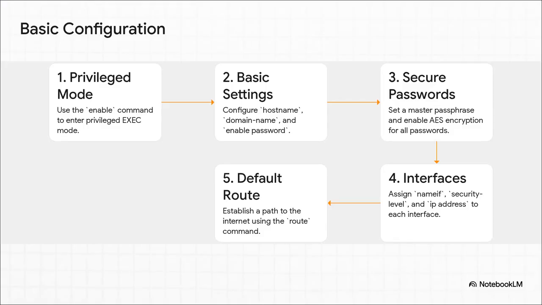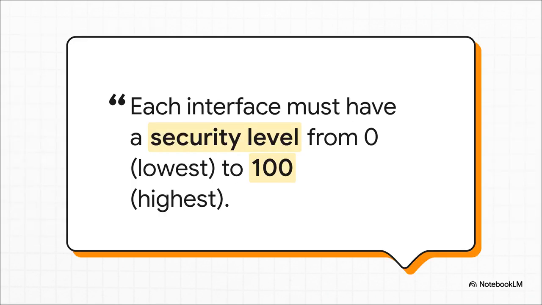First, we hop into privileged mode, and believe it or not, there's no password by default, so we'll fix that. We'll give it a hostname, a domain name, then something super important. We're going to lock down the passwords with a master passphrase and turn on strong AES encryption. After that, it's all about the interfaces, giving them names, security levels, and IP addresses. And the final piece of this puzzle is setting up a default route so our firewall actually knows how to get to the internet.